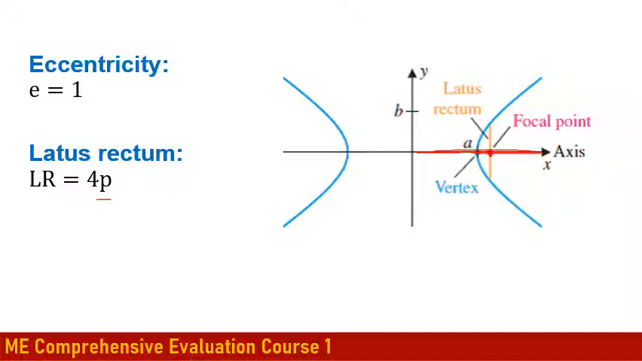So P can also be derived from the general equation or the standard equation of the parabola. So here, this A here is actually the P, because our P is just the distance from the vertex to the focus. So that's the value of our P.